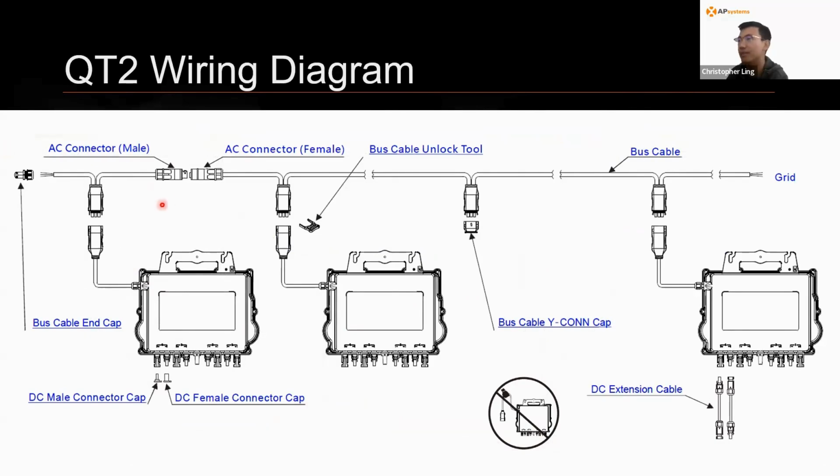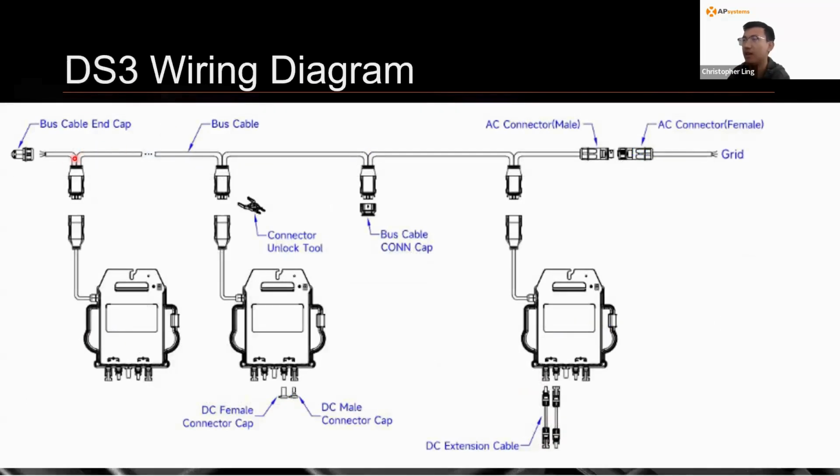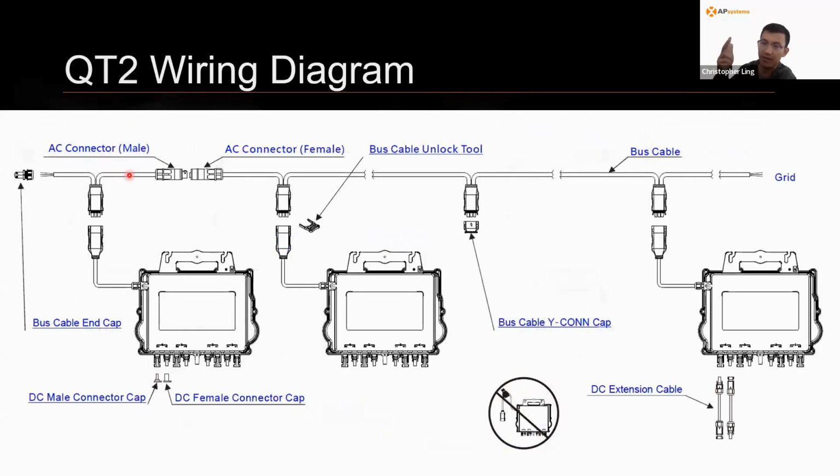If you notice, all the components are basically similar, if not the same. I will mention I'm using a picture that is not up to date, where the bus cable actually uses 5 wires as opposed to 3 wires. Because for the split phase, you have L1, L2, and then you have Earth. But for the QT2, you have 3 phases, L1, L2, L3, and you have neutral and ground.